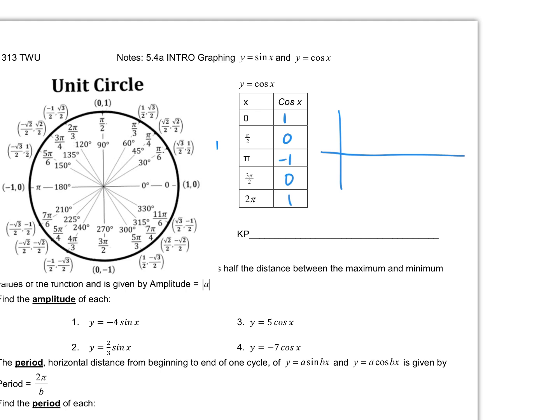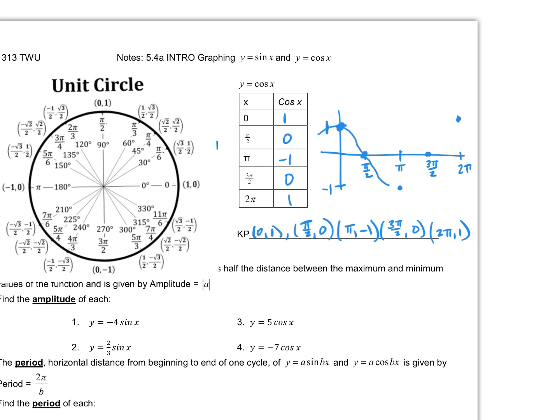So we're going to graph the same thing. If we list our points from our table, the first point is at 0, 1. So that's up here. The next point is at pi over 2, 0. Next one is pi, negative 1. And then 3 pi over 2, back at 0. And at 2 pi, we're back up to 1.